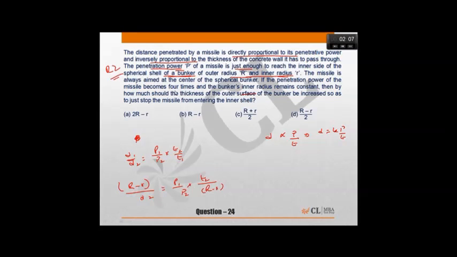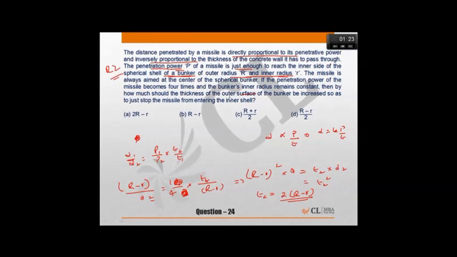If the penetration power of the missile becomes 4 times, so P2 is 4 times. If this is 1, this should be 4. Then by how much should the thickness increase so as to stop the missile from entering the inner shell? Again, T2 should be equal to D2. So this implies (R minus r) whole squared into 4 should be equal to T2 into D2. But we know T2 has to be equal to D2, because it should not reach the inner part. So this is nothing but T2 squared. So T2 is equal to 2 into (R minus r).